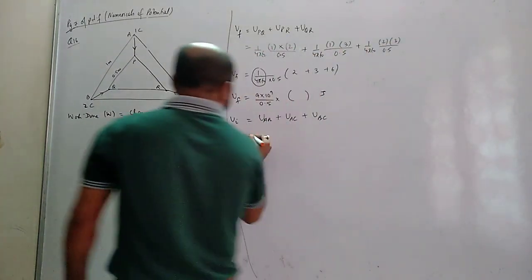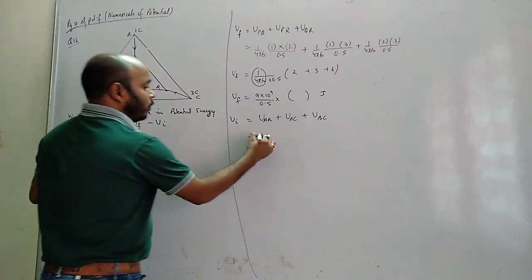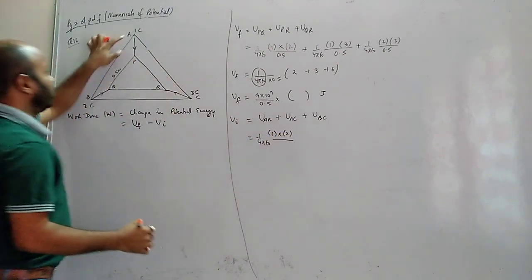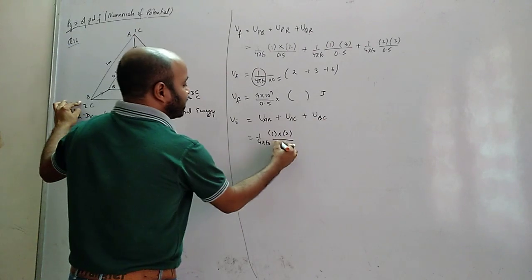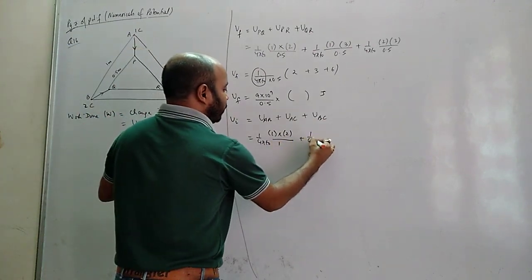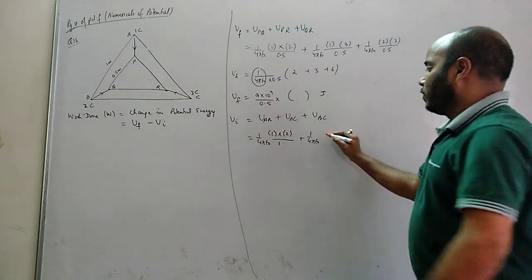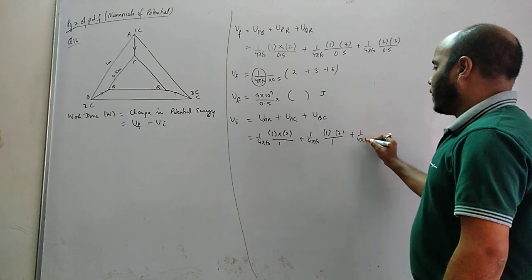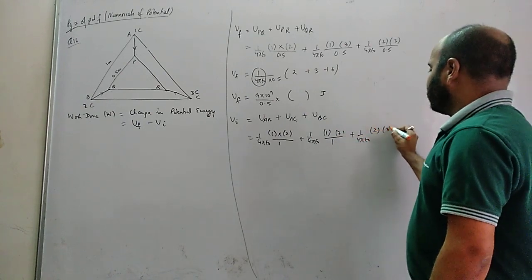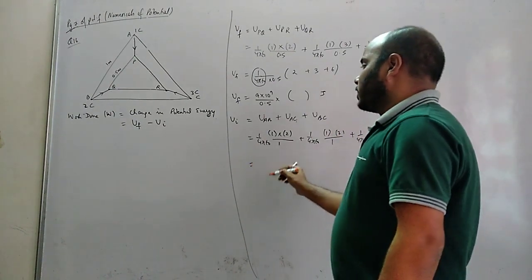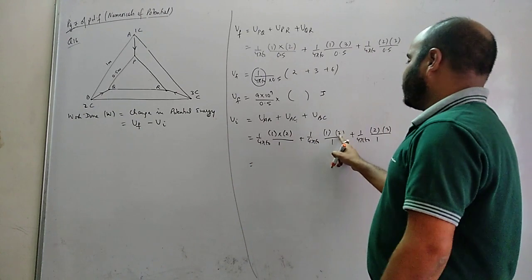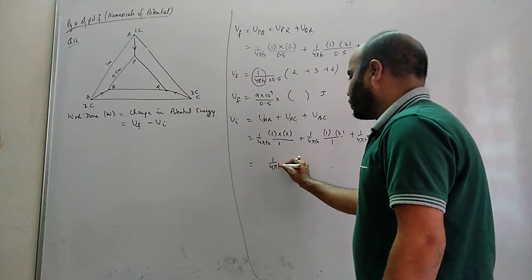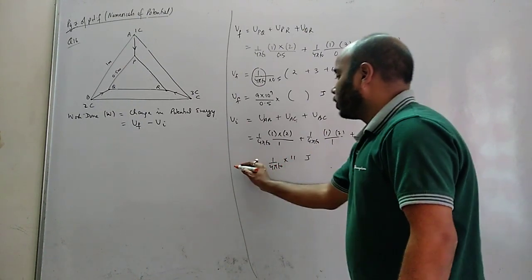Again similarly, potential energy across AB: 1 by 4 pi epsilon, charge on A into charge on B. Charge on A is 1 coulomb, charge on B is 2 coulomb, divided by distance 1 meter. Plus again 1 by 4 pi epsilon, charge on A 1 coulomb, charge on C 3 coulomb divided by 1, plus 1 by 4 pi epsilon, charge on B is 2 coulomb into 3 coulomb divided by 1. You can again see the calculation is the same. So 2 plus 3 is 5, plus 6 is 11. So 1 by 4 pi epsilon into 11. This is the joule you got initial.